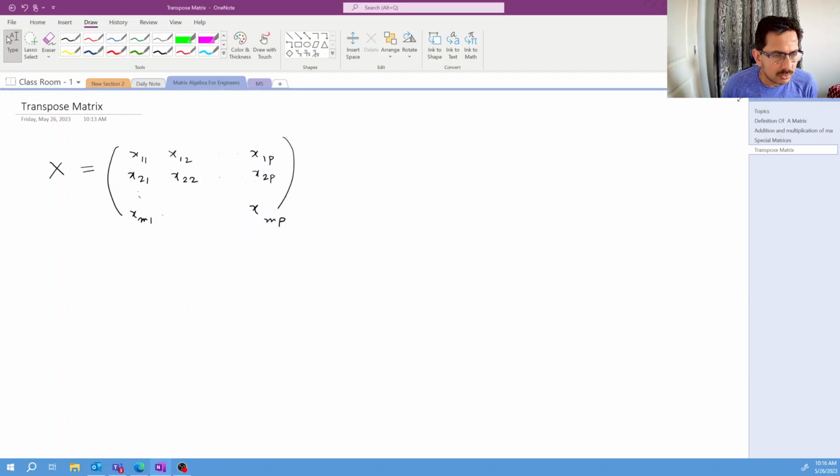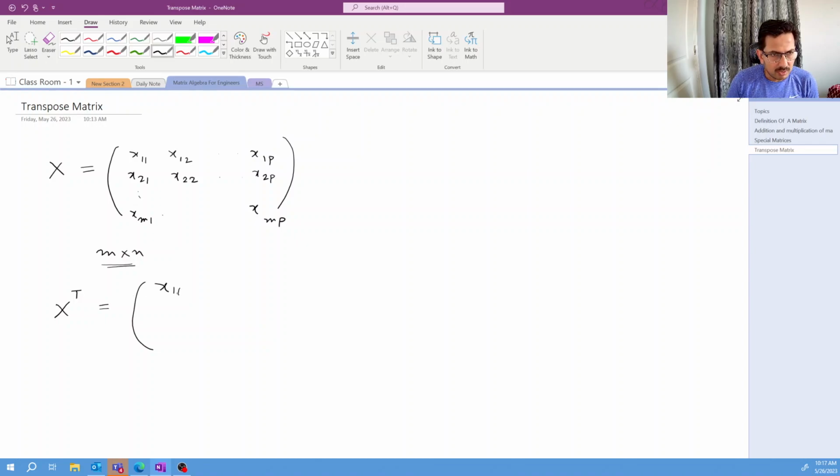Okay. So, transpose matrix. Right now, let's consider I have a matrix X, and you can see that it has m number of rows and n number of columns. So we can say this is an m by n matrix. Okay. What does the transpose matrix mean? Transpose matrix is denoted by X capital T, and internally these values will change by the diagonal. What does it mean?